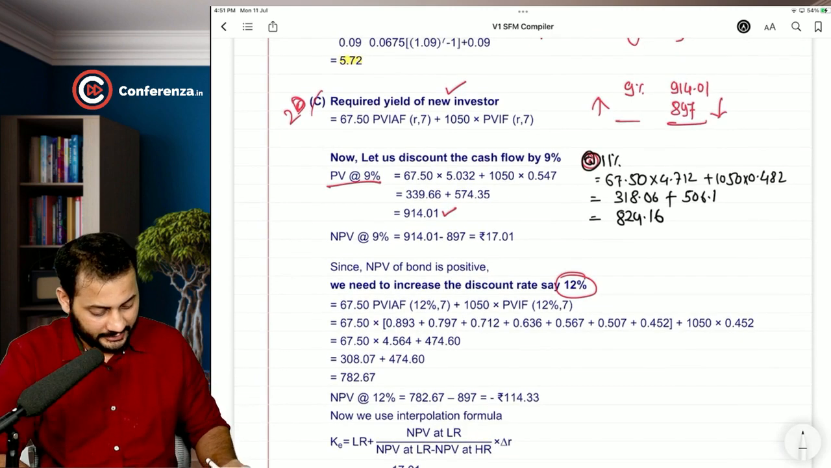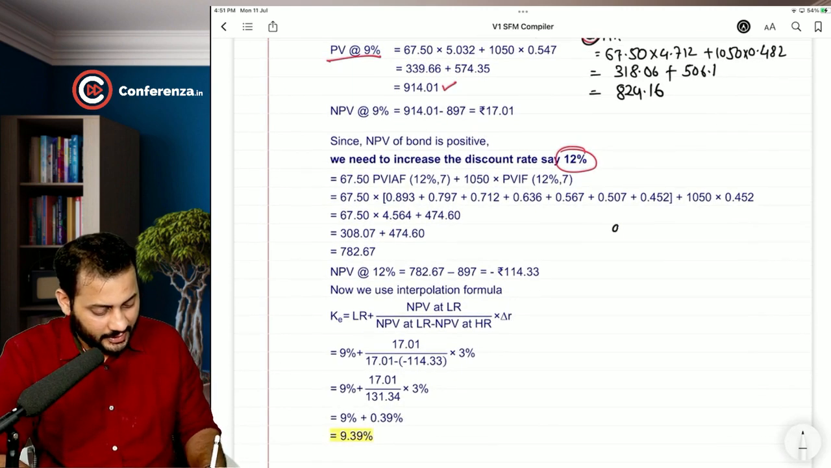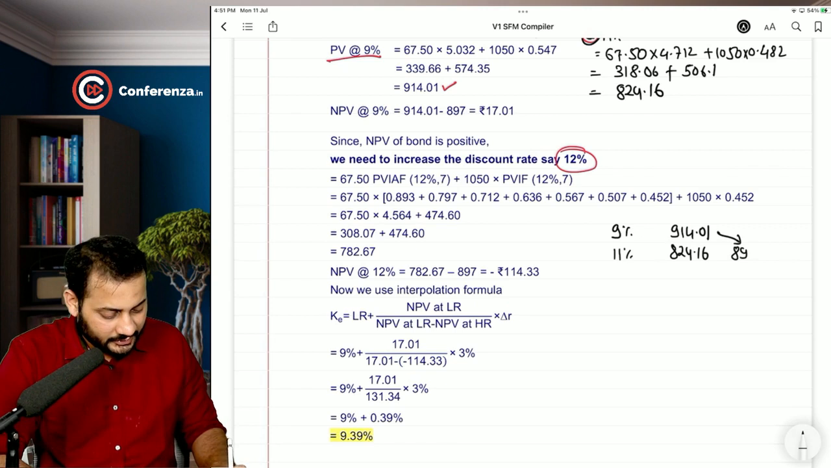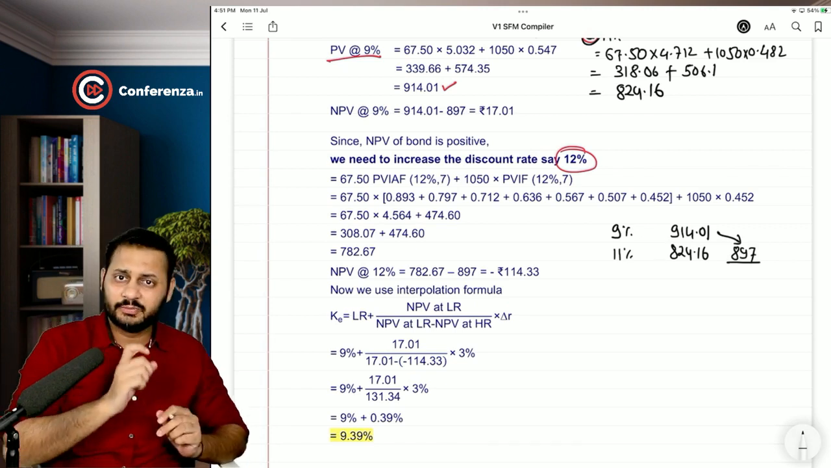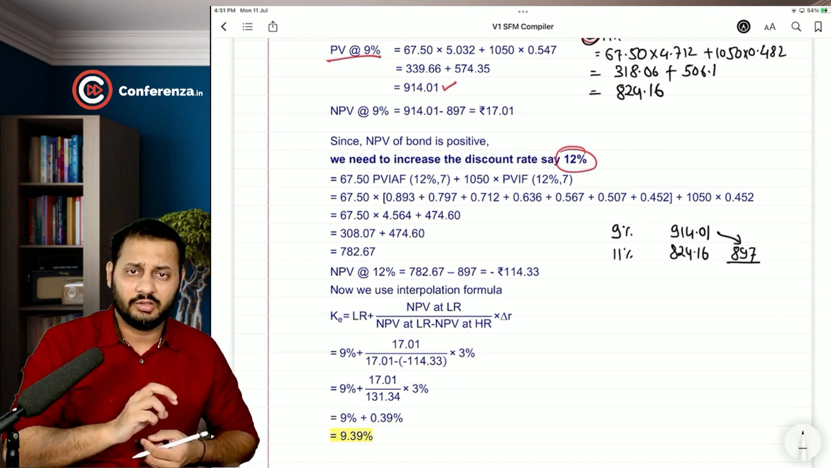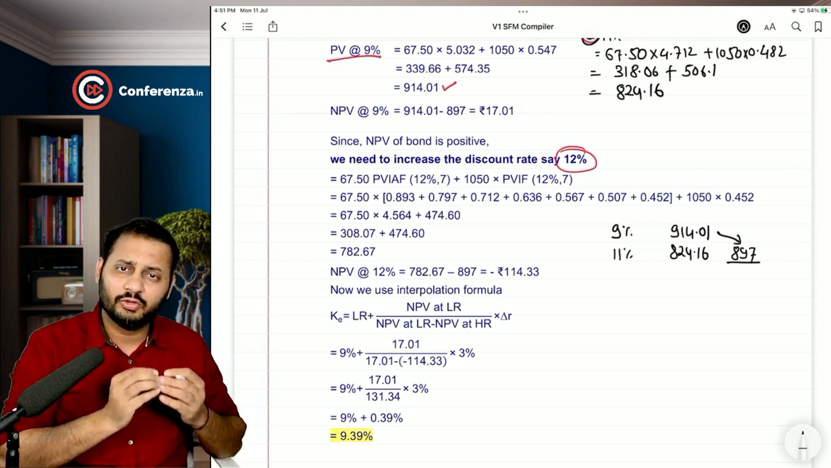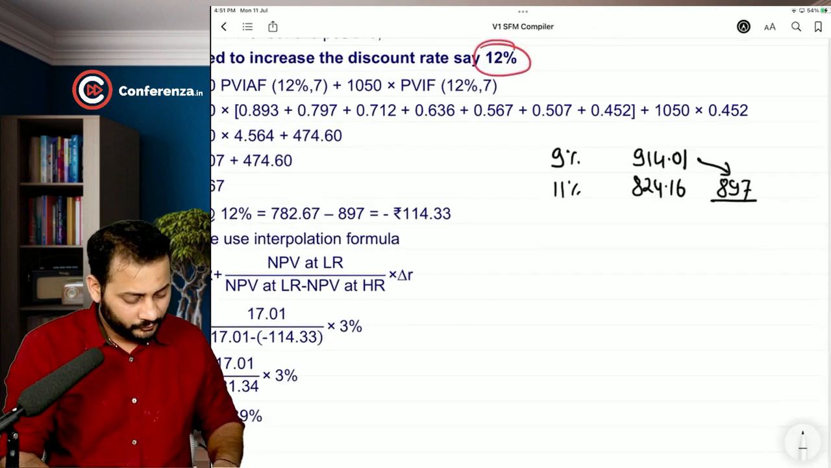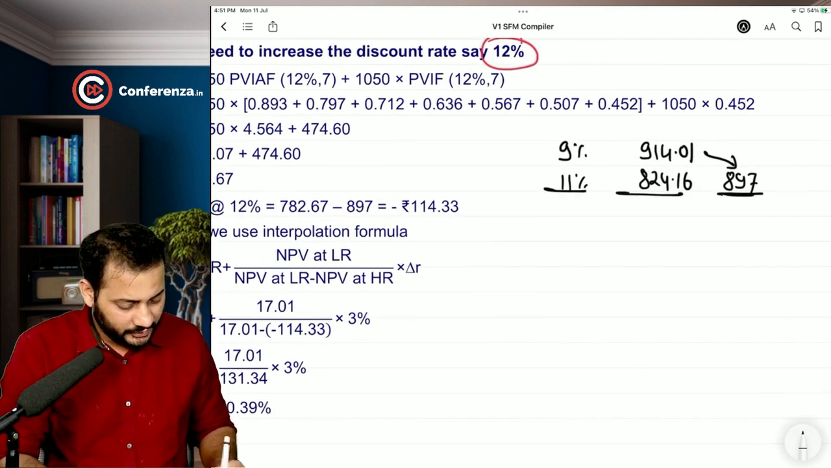What is going to be the technique? Sir, have a look. At 9%, your market price is 914.01, and at 11%, your market price is 824.16. Your purpose is to bring it down to 897, and you can clearly see the difference between 897 and 914 is very small. And if it is small, the change should also be small. So 9 to 10% would have solved the problem, I think now. Okay, but still, let's go with this.